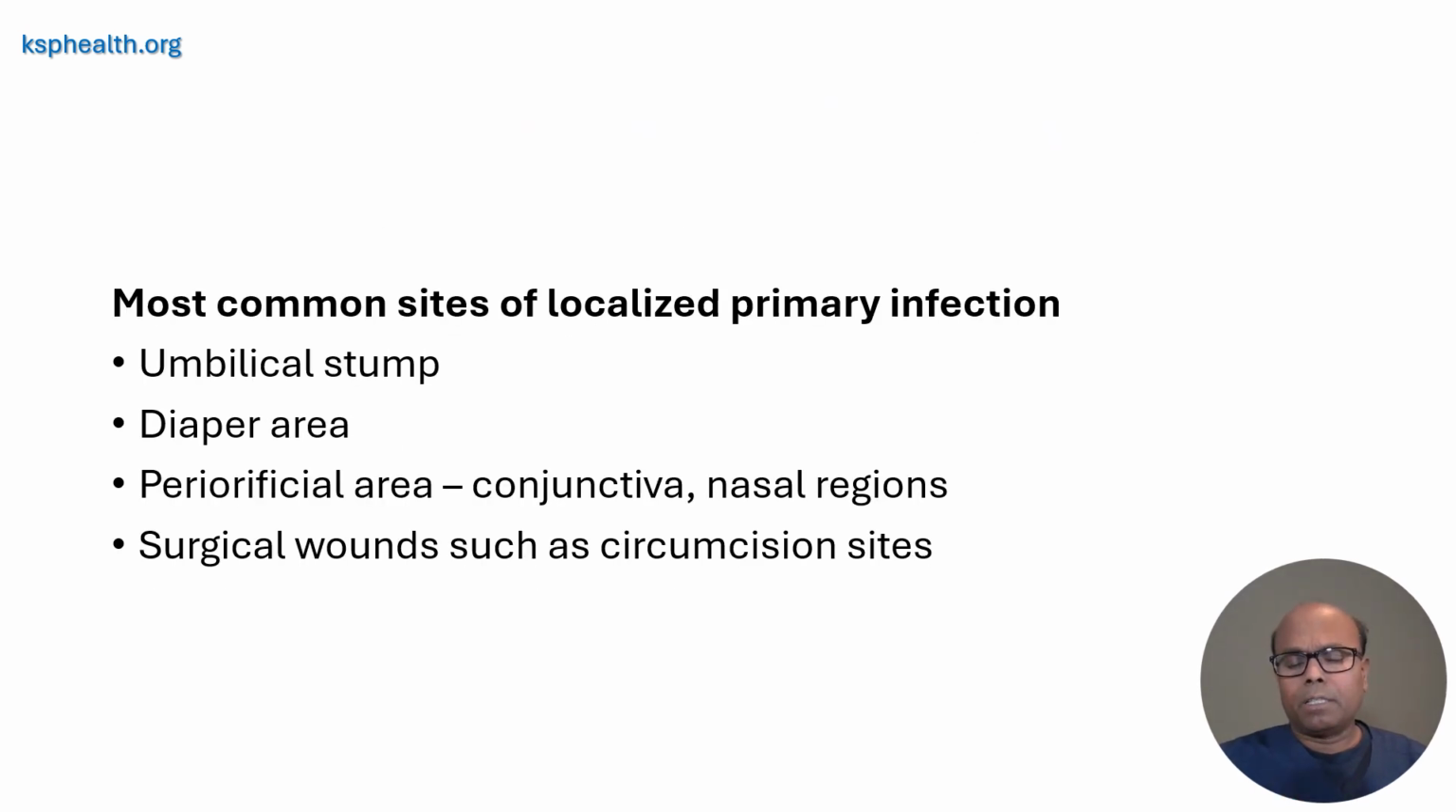When you are evaluating Staphylococcal scalded skin syndrome, look for the primary site of infection. The most common sites of localized primary infections are the umbilical stump, diaper area, and periorificial areas like the conjunctiva and nasal regions. Even sites like circumcision sites need to be looked into and treated as such.